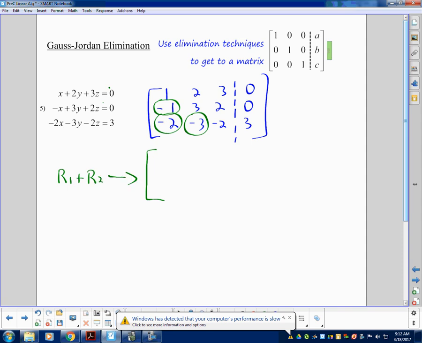So I'm writing row 1 plus row 2. It's only going to change the middle row here. The other two don't change them. In other words, row 1 will remain 1, 2, 3, 0. And row 3 will remain -2, -3, -2, and 3. But row 2 will change. Row 2 is going to be what we call a linear combination of row 1 and row 2.